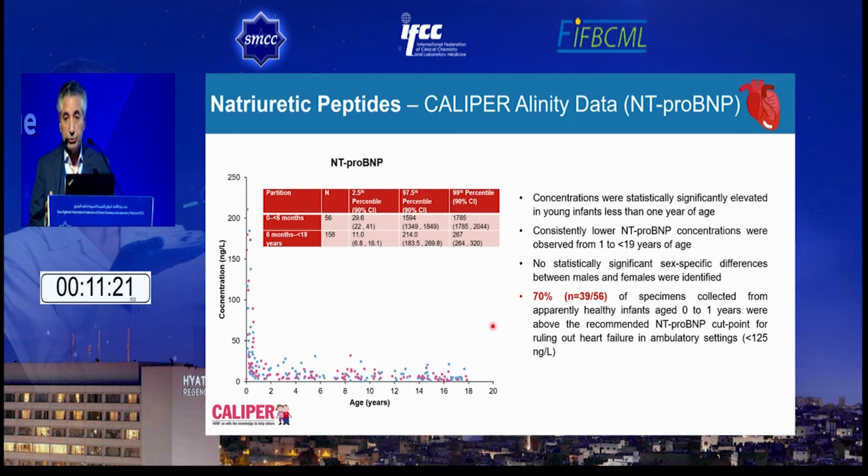So therefore, you do require age and sex-specific reference intervals in some cases, particularly age-specific reference intervals. This is data specifically on NT-ProBNP, seeing the same trend of very high levels early on that normalize. So actually, this was a key observation that 70% of the specimens collected from apparently healthy infants under 1 year actually had levels above the recommended cutoff. So that suggests that we do need to revise some of these cutoffs based on the latest information.